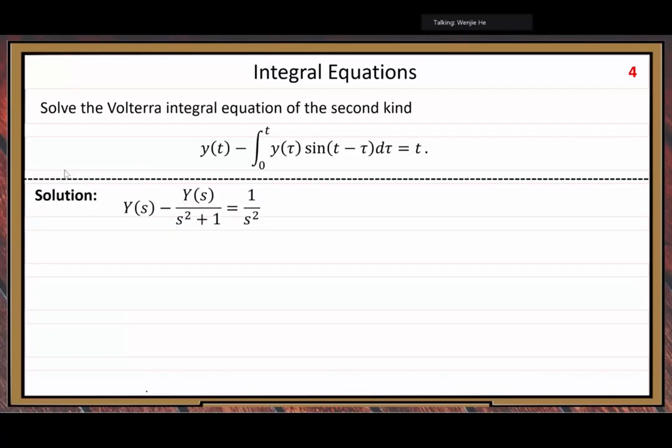Laplace transform directly. So each term, little y, we get a capital Y. Convolution, right? So capital Y times the Laplace transform of the sine function. Right-hand side, the Laplace transform of t, 1 over s squared. See? Very simple. Then we solve this algebraic equation, and then we find the capital Y. Then we split into 2 fractions. Inverse Laplace transform of each fraction is very easy.